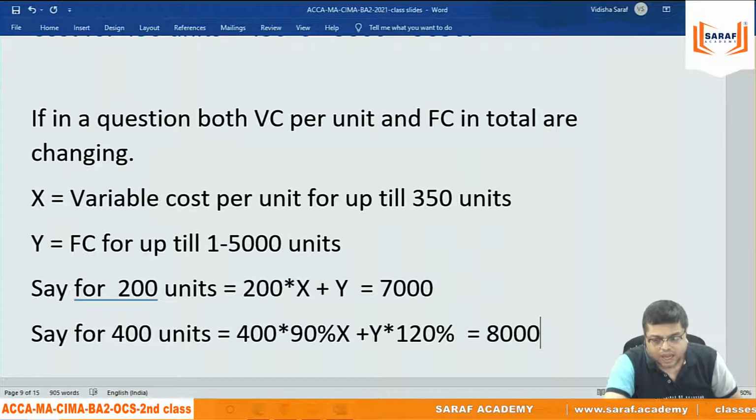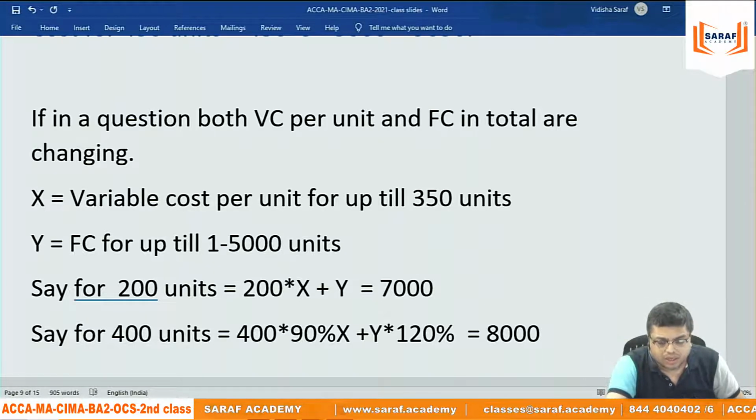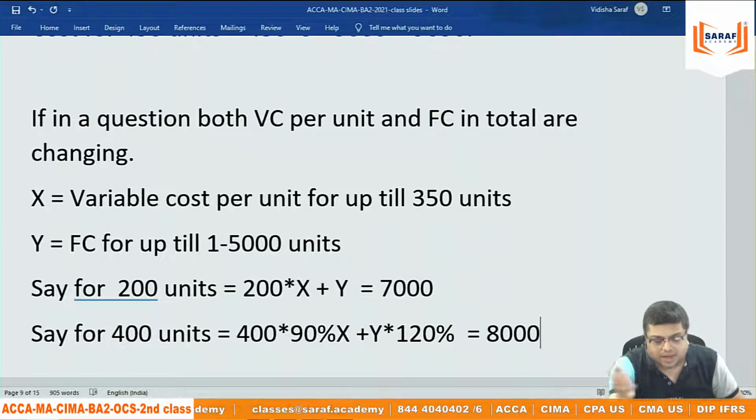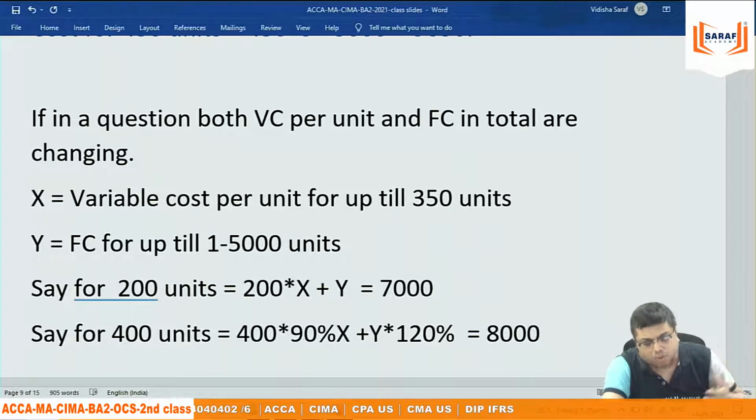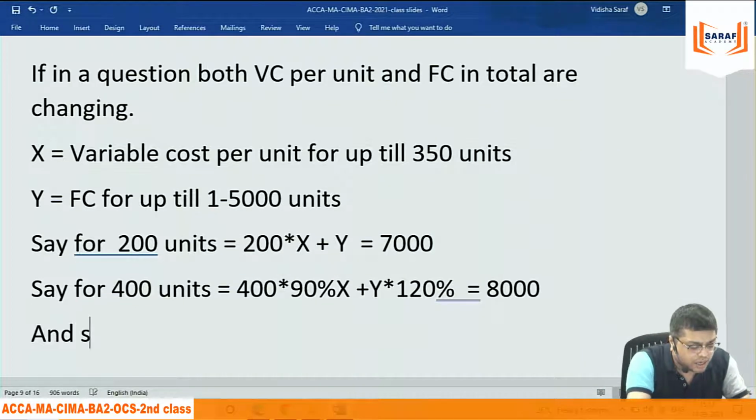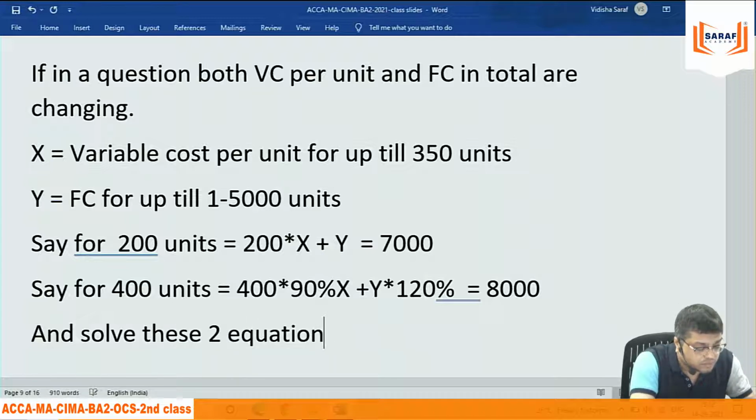8000. I have two equations. One equation is 200x plus y equals 7000. Another equation is basically 360x plus 1.2y equals 8000. I will simultaneously solve them. When the question has variable and fixed cost both changing, go into simultaneous equations. For the lowest level, assume variable cost per unit and fixed cost as x and y. Then make two equations and solve these two equations simultaneously.